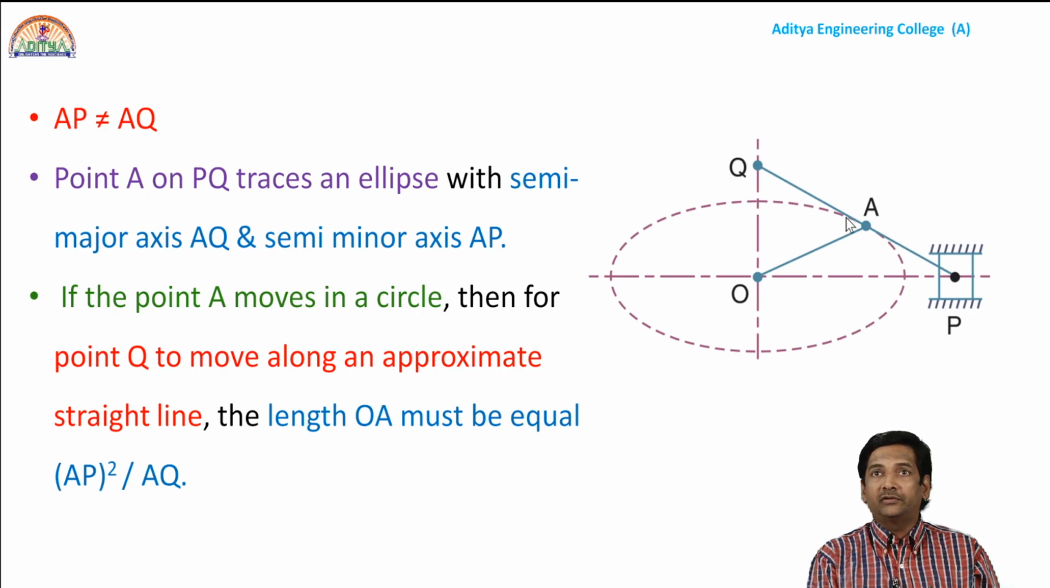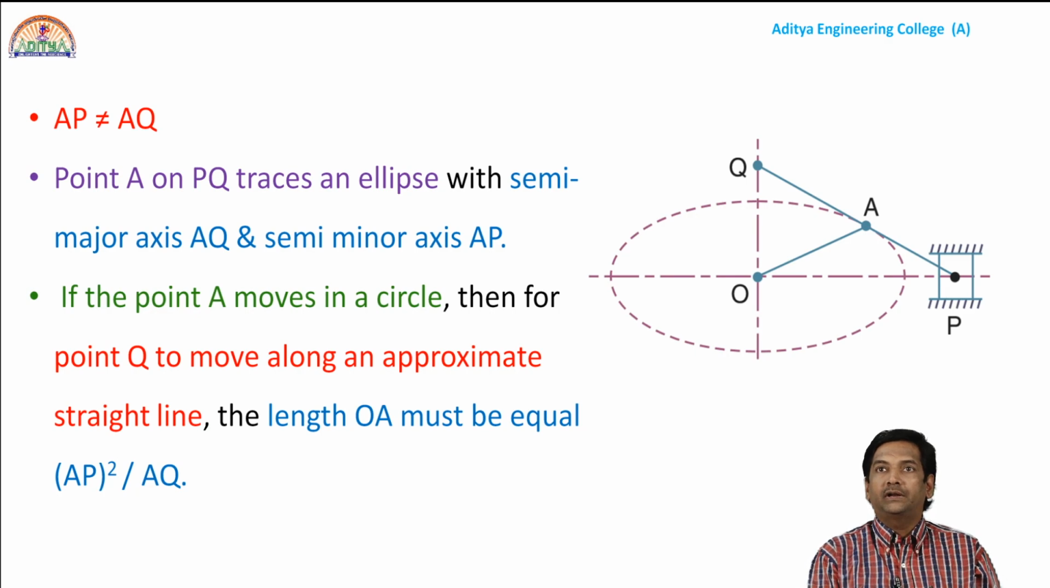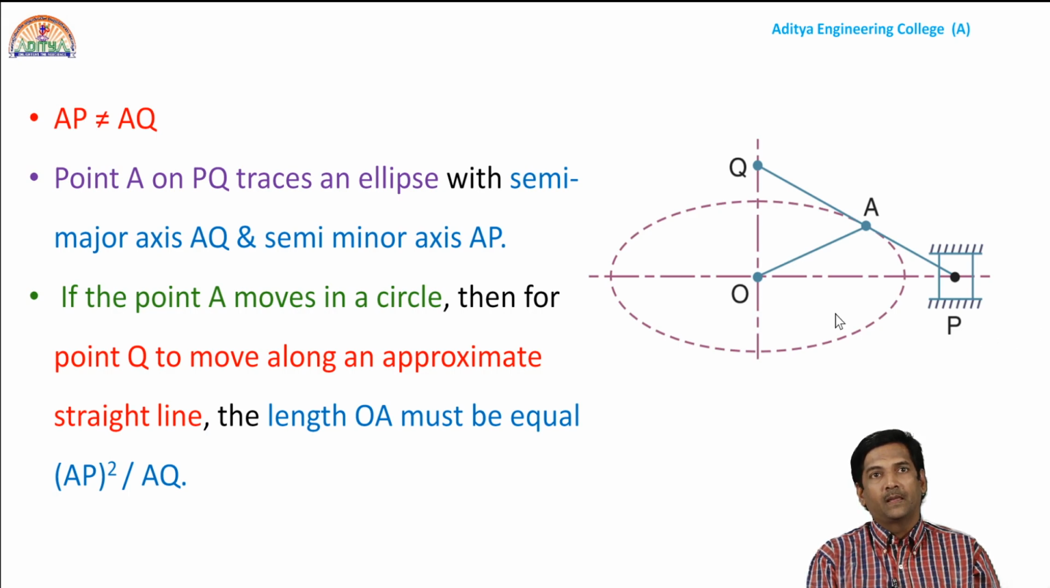But here AP is not equal to AQ. So, point A and PQ, somewhere in between. So, AP is not equal to AQ. So, length is changing. Whenever the link parameters are changing and one point is rotating, these two different lengths will act as one for the semi major axis, one for the semi minor axis, whatever you call. So, the point A and the PQ is tracing an ellipse with semi major axis as AQ and semi minor axis as AP.